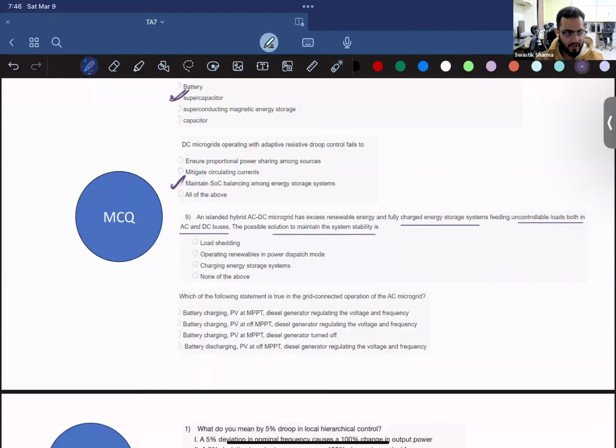So to maintain system stability, load shedding is not required. Load shedding is done when your generation is less. So if your generation is there, why would you do it, right? Second, operating renewables in power dispatch mode. You can do it, right? If you control the dispatch of your renewables, you will be able to match the uncertainty with your loads as well. So B can be a correct option. And since you have batteries, you can always rely on them to buffer the difference between how much you're generating and the uncontrollable loads. Charging energy storage systems doesn't make sense. They are already fully charged. So the correct answer is B.